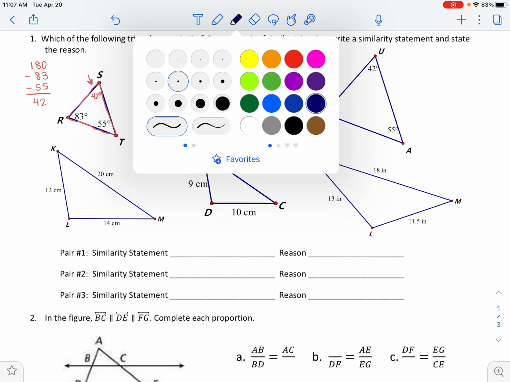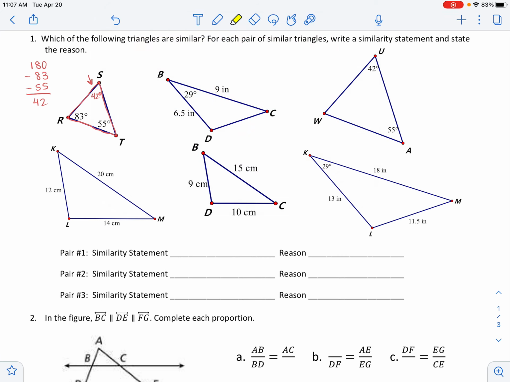Now that I see 42, I actually can relate this to one of the other triangles because I've got angle 42 degrees right here, and this triangle over here has an angle of 42, and we have that common angle of 55 as well. So in these 2 triangles, they have 2 angle pairs that are congruent. And so I know that those 2 have to be similar triangles.